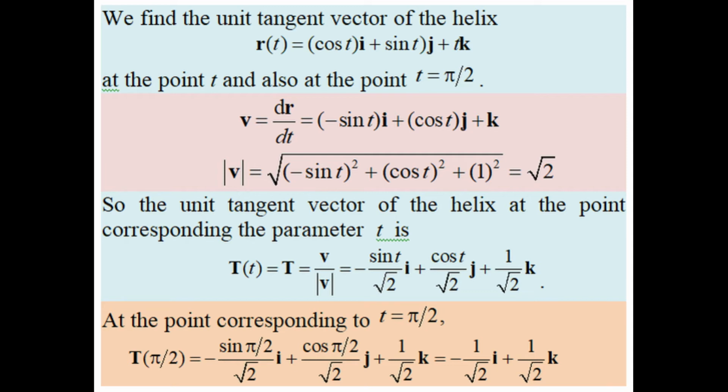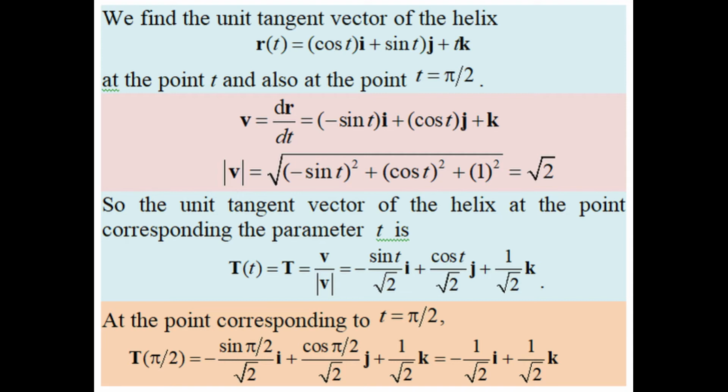Here the velocity vector v is equal to dr by dt is equal to the derivative of the vector valued function r of t, and it is negative sin t i plus cos t j plus k. So its absolute value is square root of negative sin t square plus cos t square plus 1 square, which gives square root of 2, because we know that sin square t plus cos square t is equal to 1.